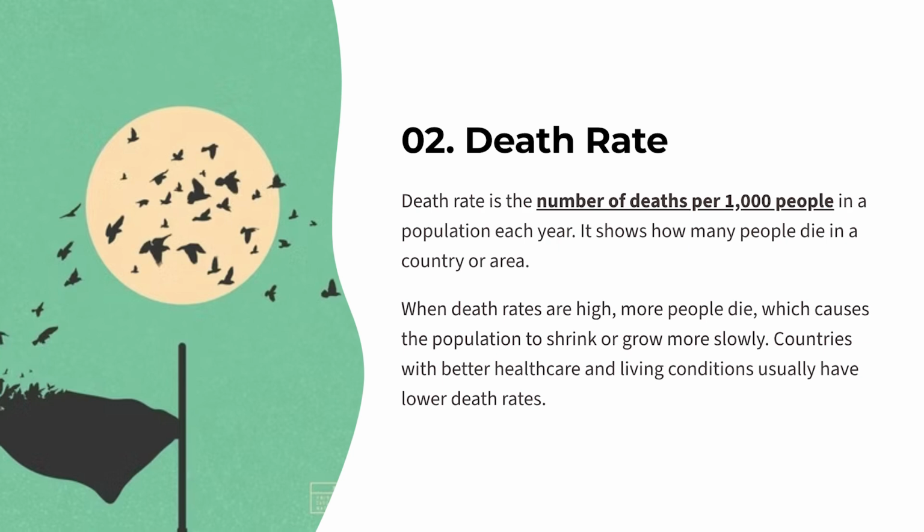The next major factor that affects population change is the death rate. The death rate is the number of people who die per 1,000 people in a population each year. It shows how many lives are lost within a given time. When death rates are high, more people die, and that slows down or even reduces the population's growth. But when death rates are low, fewer people die, and the population grows faster. Countries with good healthcare, clean water, and better living conditions usually have lower death rates. That's because people live longer and healthier lives.